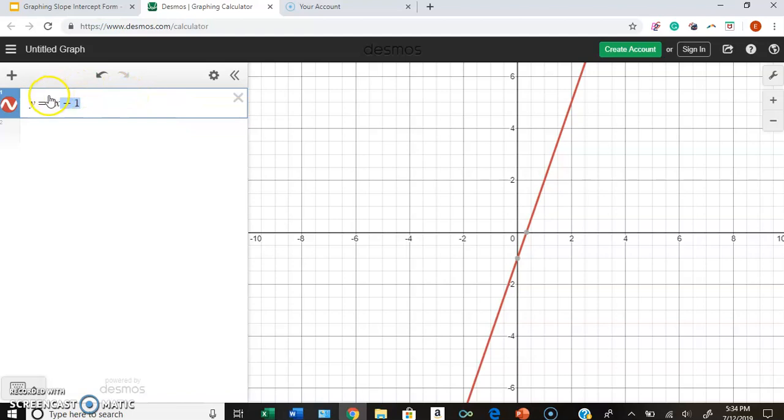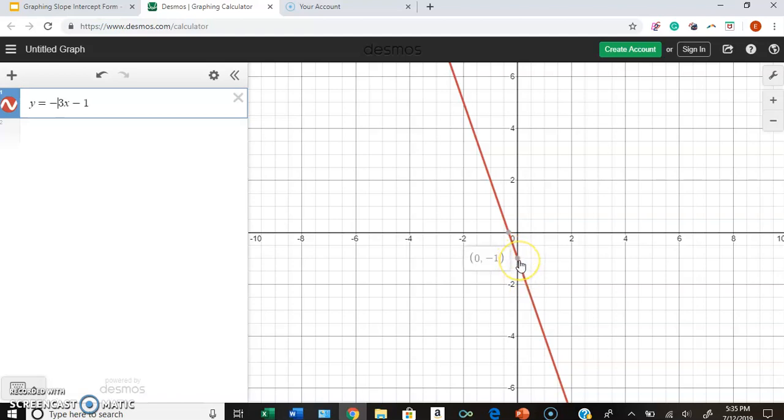Now let's see how it would change if I put a negative in front of that. Notice how that line creates that downward slope. That's what we talked about before. That negative is going to make it go down.